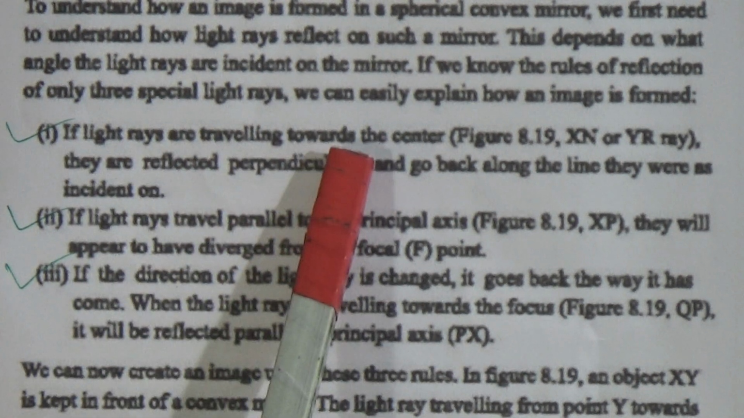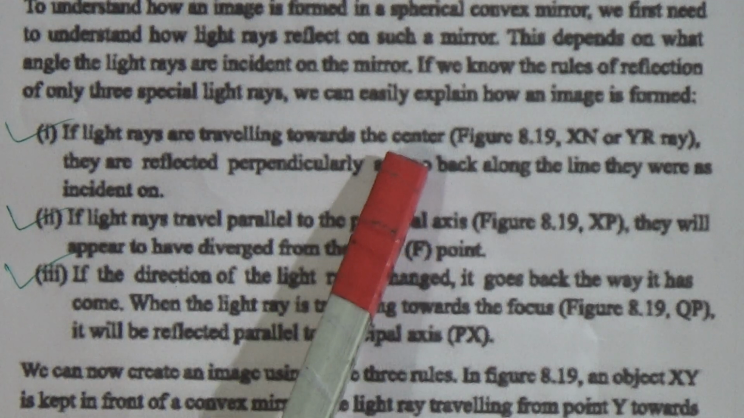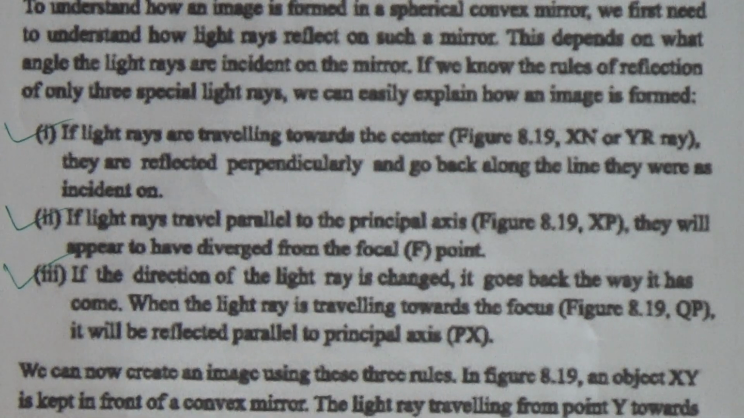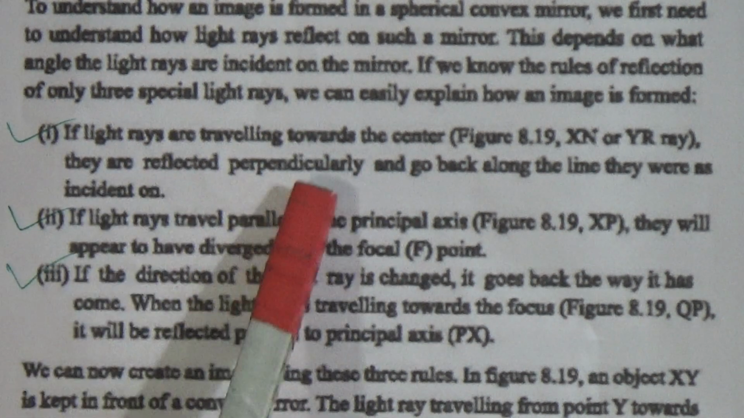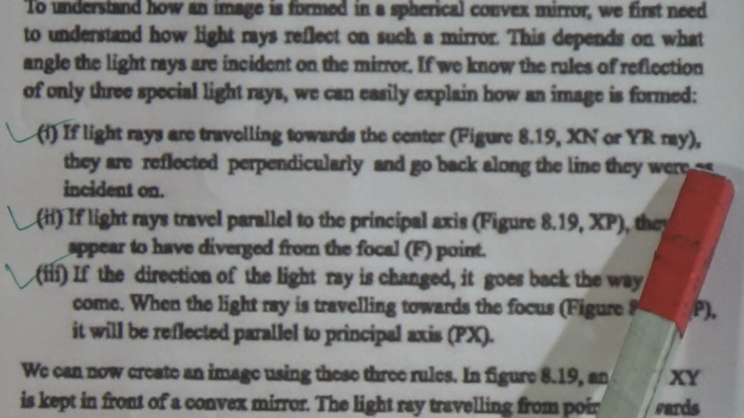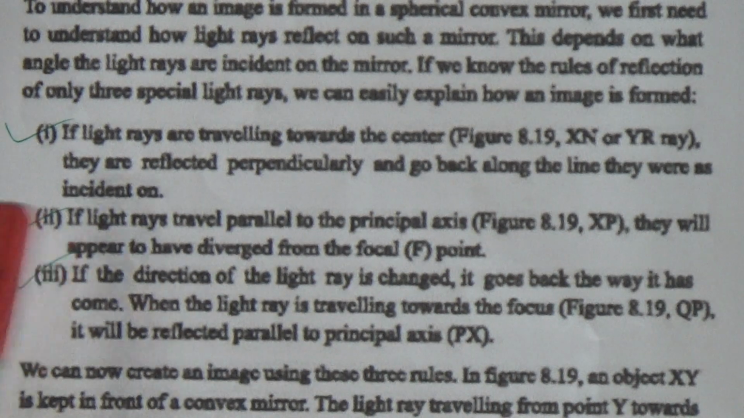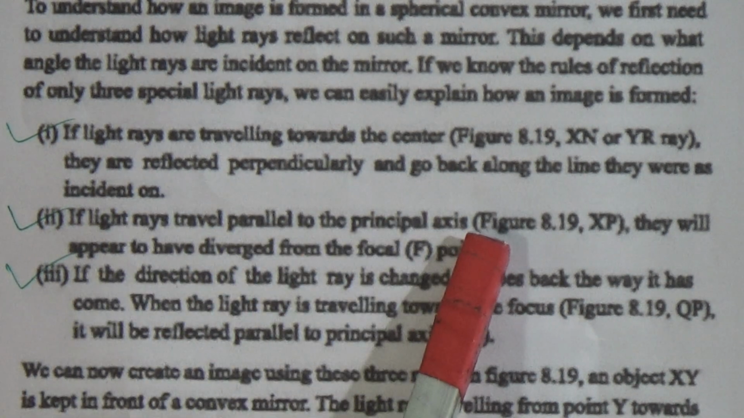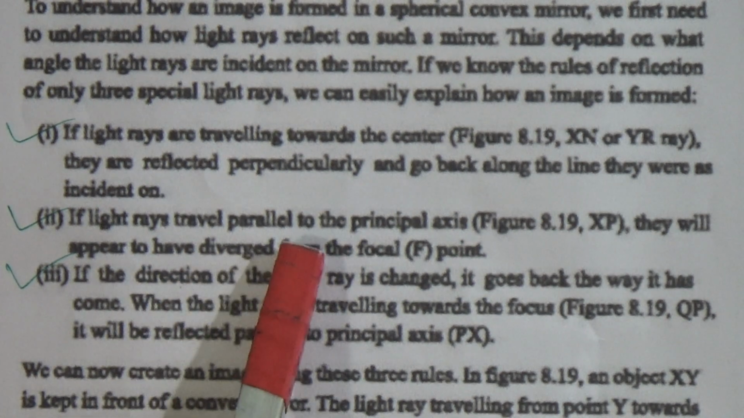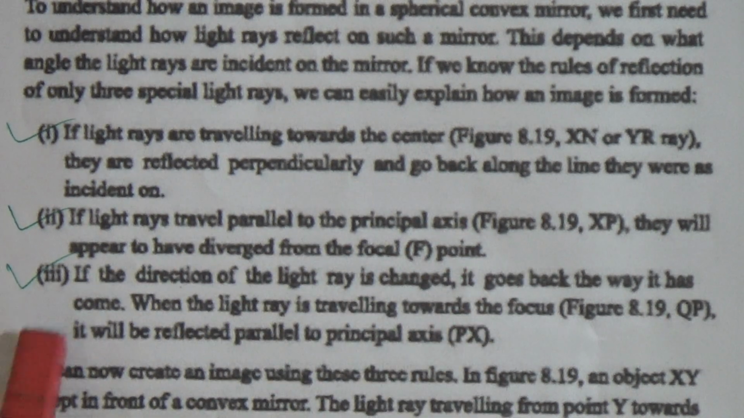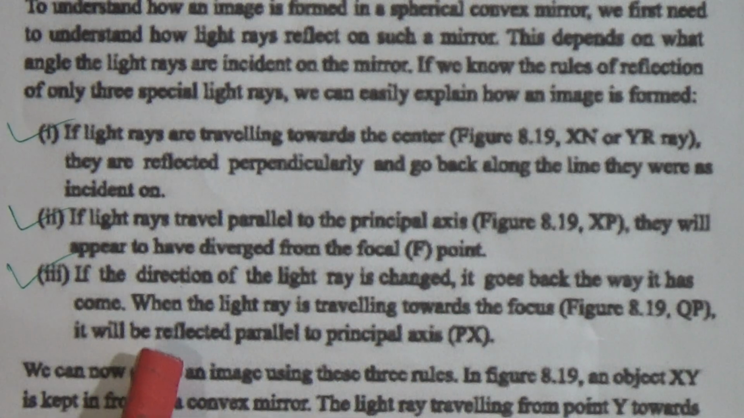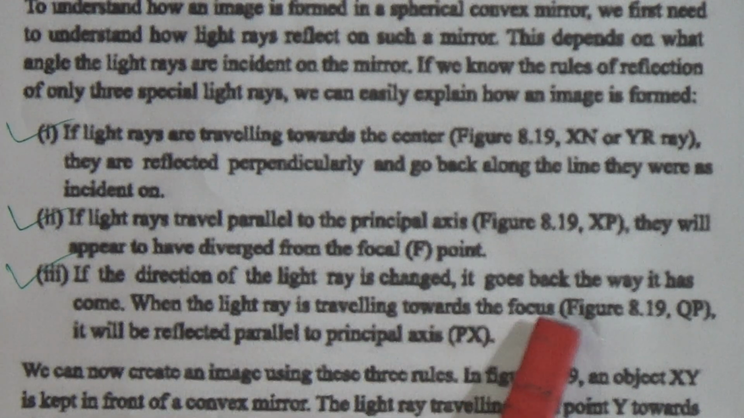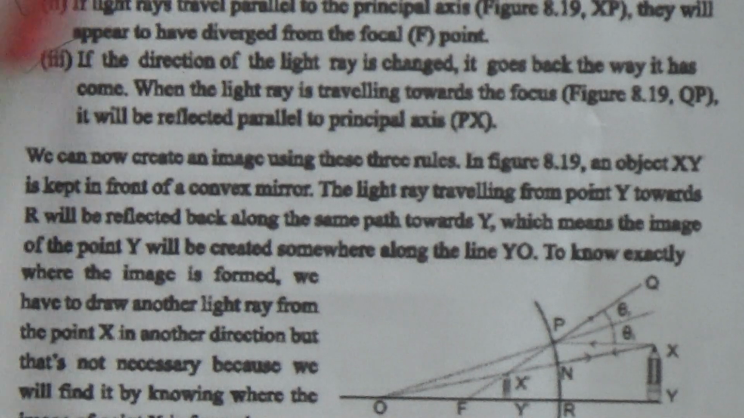If light rays are traveling towards the center, suppose the XR or YR ray, they are reflected perpendicularly and go back along the line they were incident on. Number 2, if light rays travel parallel to the principal axis, they will appear to have diverged from the focal point F. And number 3, when the light ray is traveling towards the focus, it will be reflected parallel to the principal axis. So you have to memorize these 3 rules.